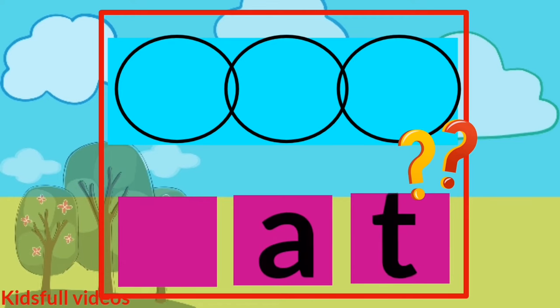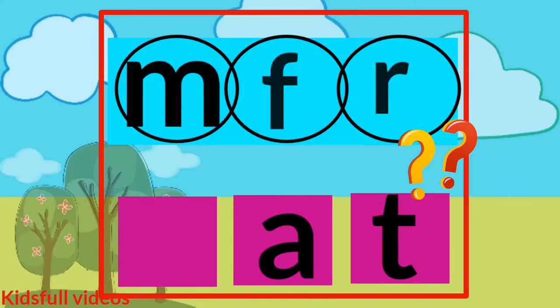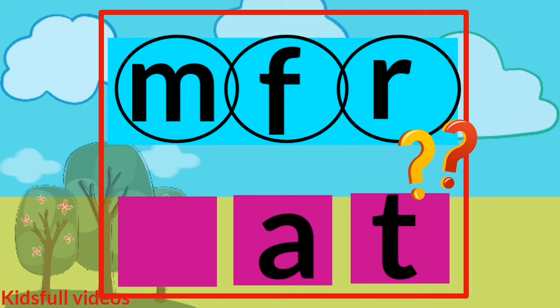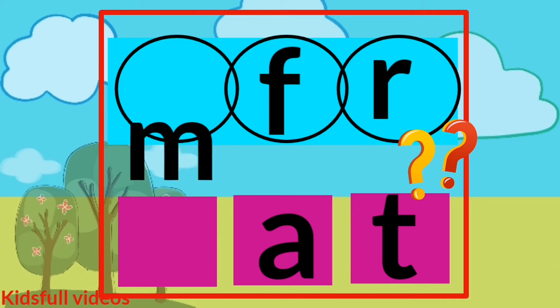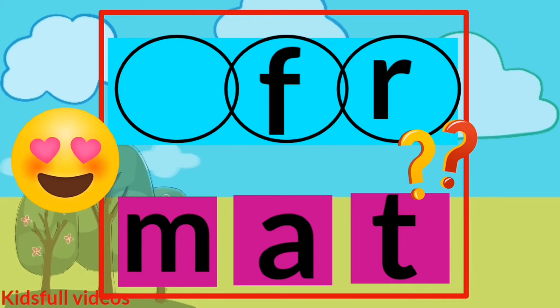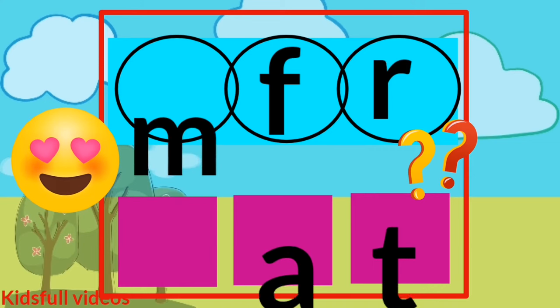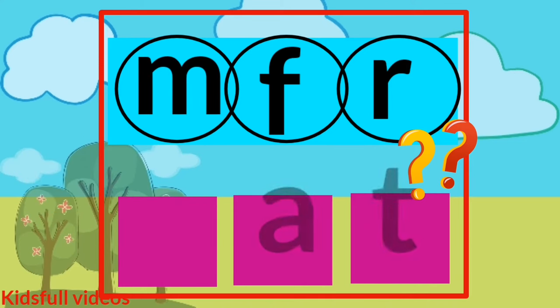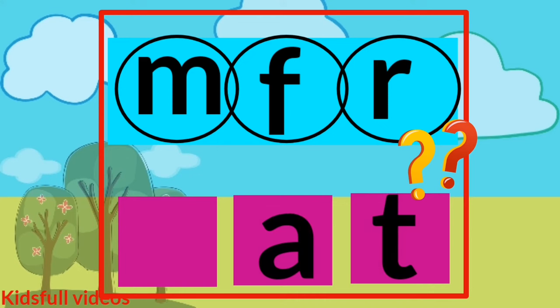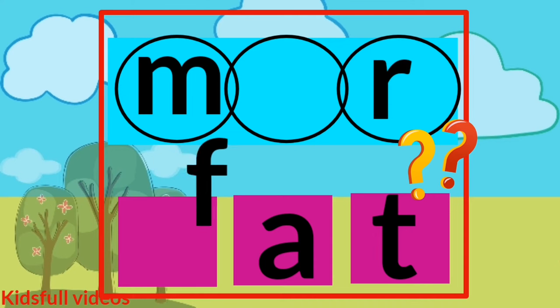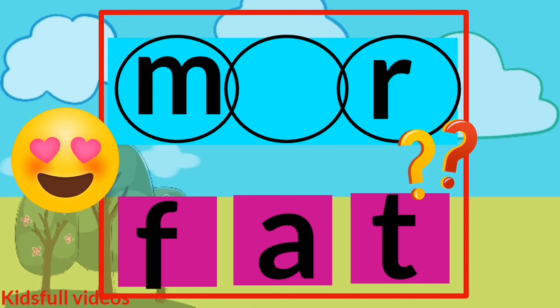Which alphabet makes the word mat? M-at. Mat. Correct. It's the alphabet M. Which alphabet makes the word fat? F-at. Fat. Correct. It's the alphabet F. F makes fat.